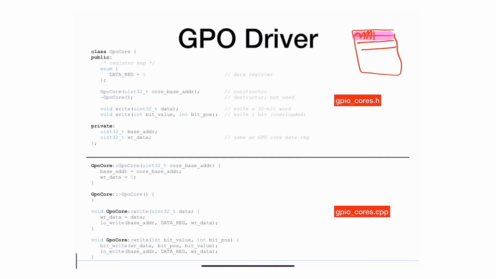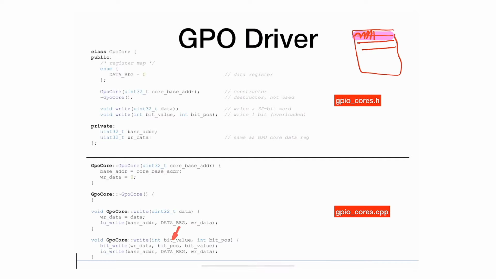All it does is take some data that is 32-bit and store it in the write data that we have, and then it calls that macro we have seen previously that provides the base address, and it provides the data register, which we basically have as 0 because I know it's the offset, and then write data.